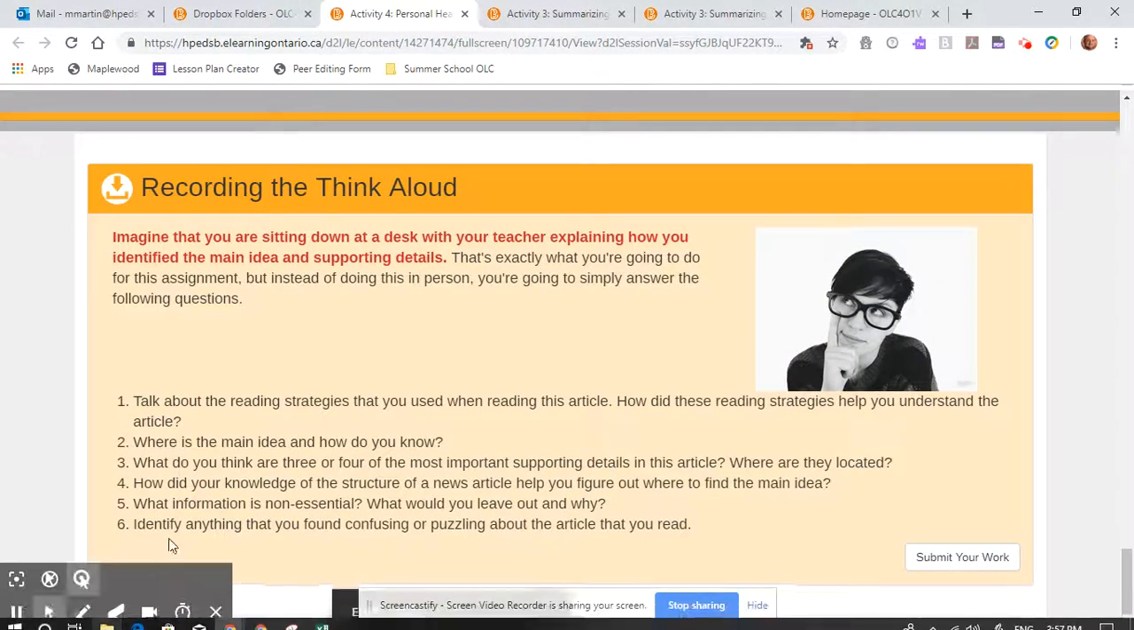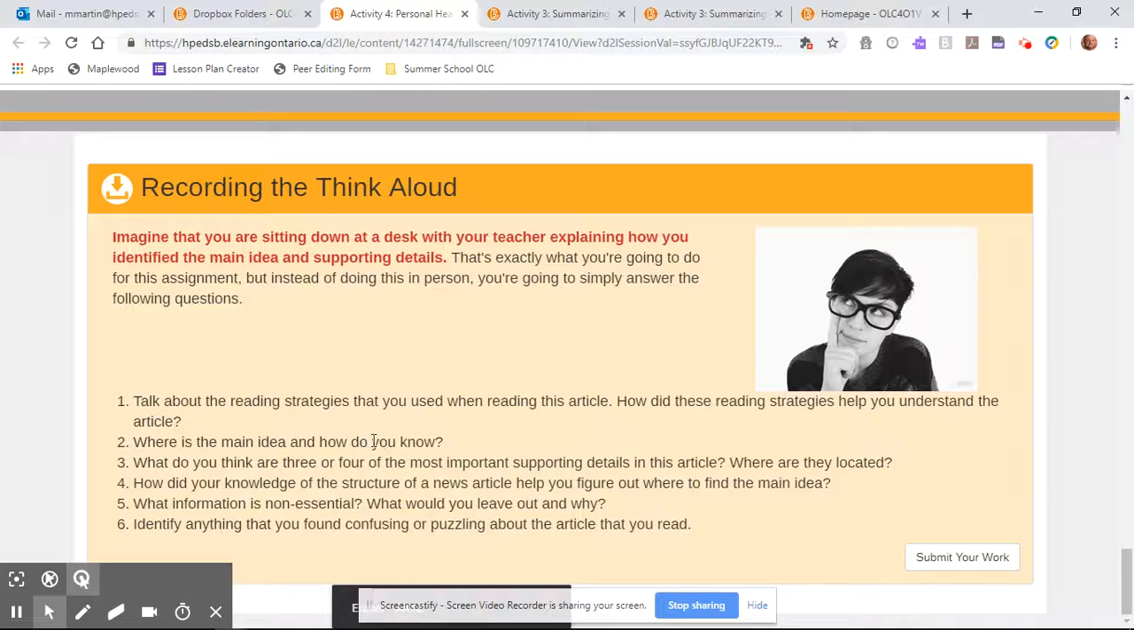The second one: where is the main idea and how do you know? You guys are getting very good at identifying the main idea. So now you have to pick out the main idea, tell me where you found it in the reading, and tell me how you know that this is the main idea. This is where you need to provide information from other parts of the source, how the author might have phrased it, or how the author made it stand out in comparison to other things.